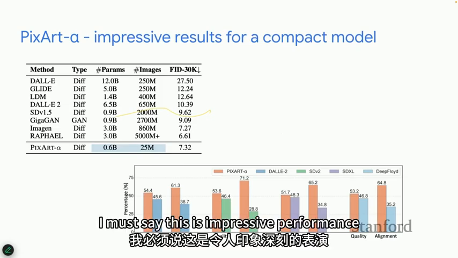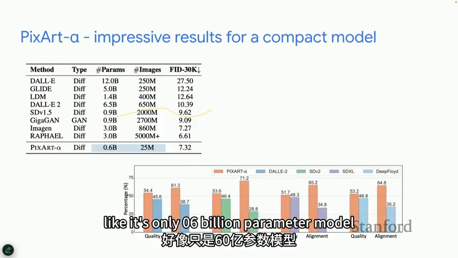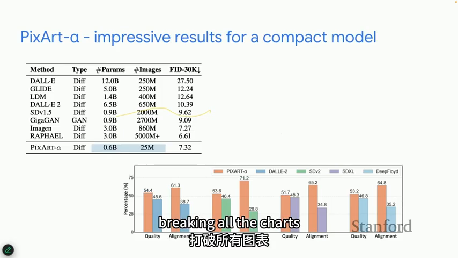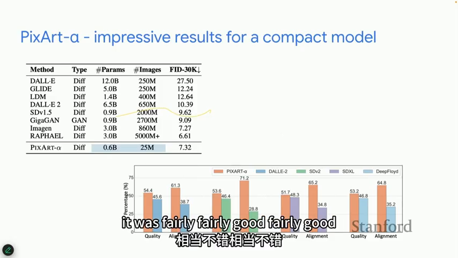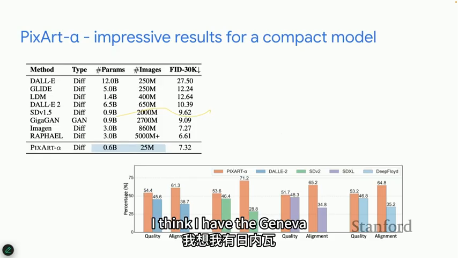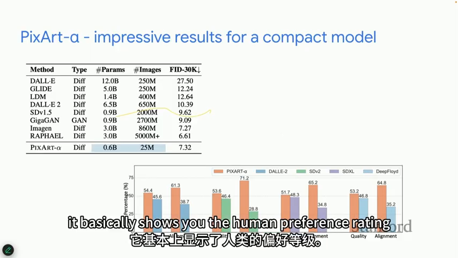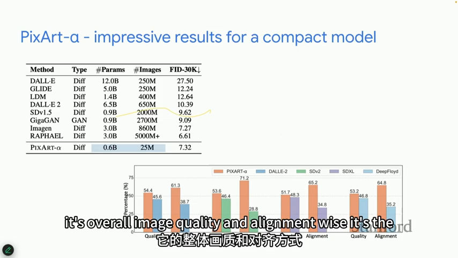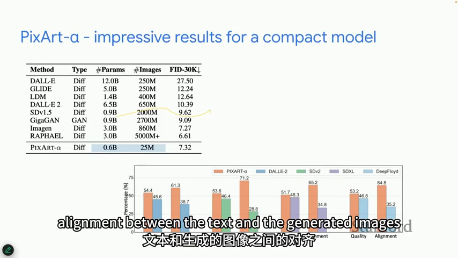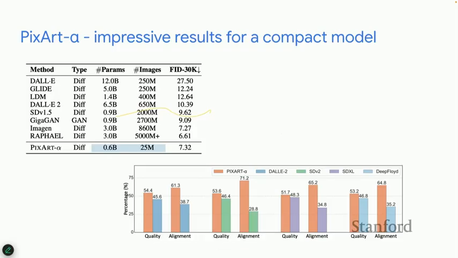Cool. And I must say, this is impressive performance for a fairly compact model. It's only a 0.6 billion parameter model, and it's already breaking all the charts. When it came around in 2023, it was fairly good. I think I have the GenEval scores. No, we don't. But the last chart here basically shows you the human preference rating. Quality-wise, it's the overall image quality, and alignment-wise, it's the alignment between the text and the generated images. And in both of those aspects, PixArt Alpha performed fairly well.